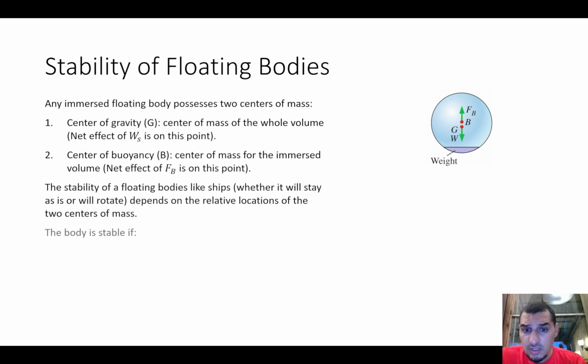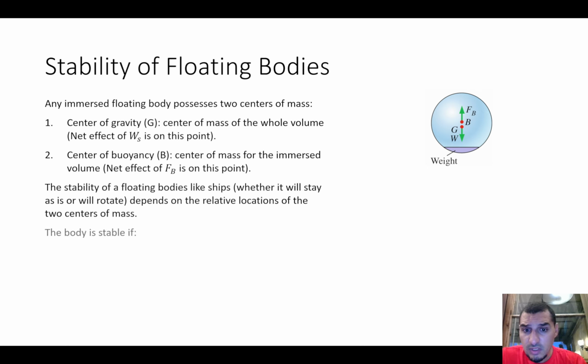The first is if the center of buoyancy is above the center of gravity. This is a very good case, because in this case the ship would be stable. If it's tilted to the right or to the left due to the waves or anything like this, the ship will restore its original state, because this is pushing downward and this is pushing upward. So it's going to restore its stability easily.